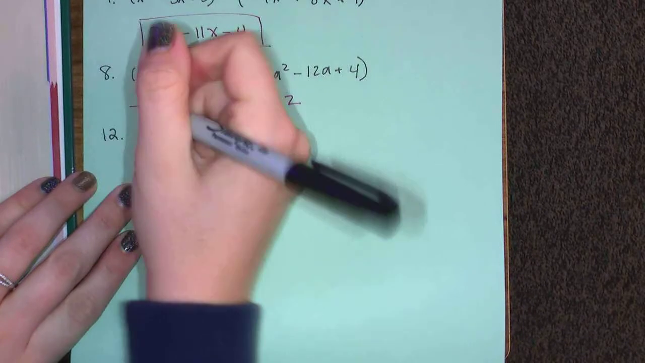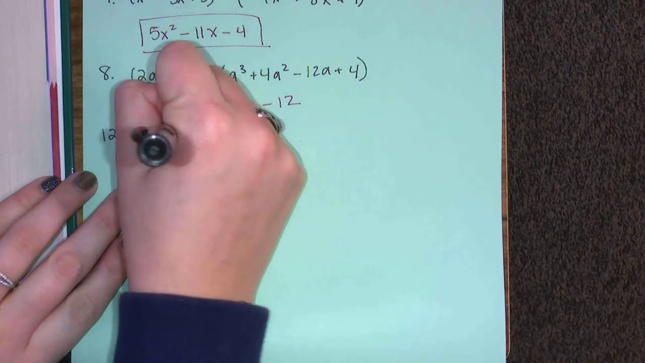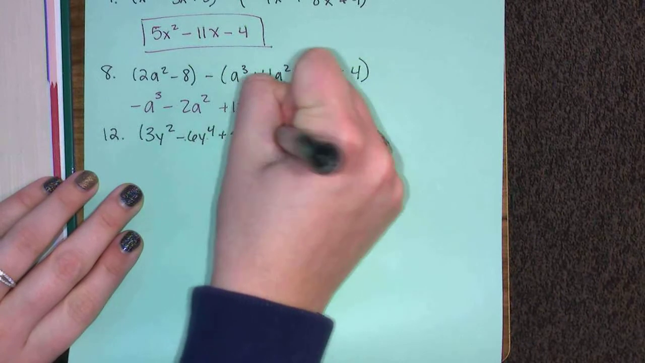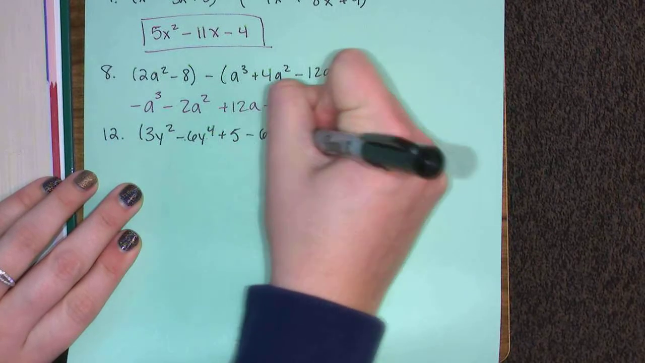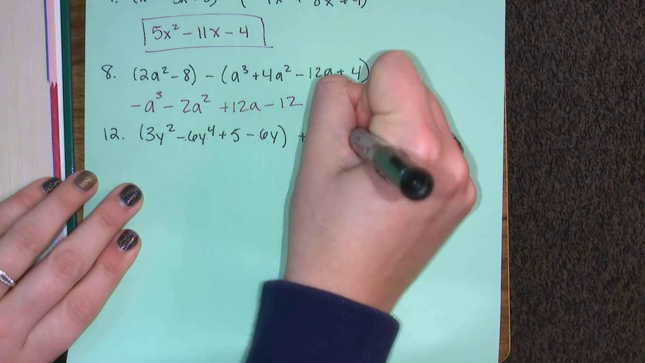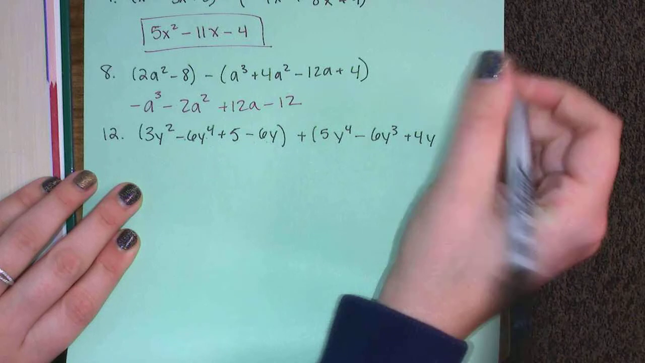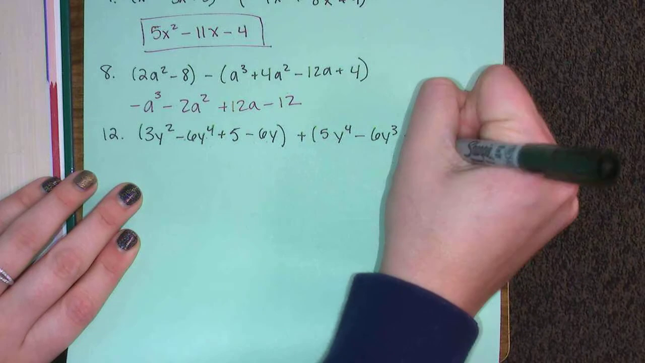12. 3y squared minus 6y to the fourth plus 5 minus 6y plus 5y to the fourth minus 6y cubed plus 4y. Me and Lorelai, we got several 5s in this one.